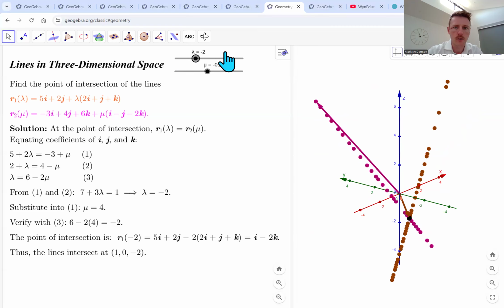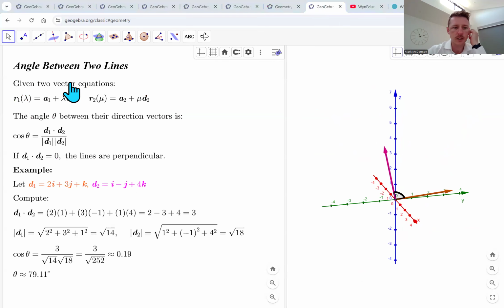All right. Let's have a look at the last thing, I think, which is the angle between two lines. So here's the theory. Given two vector equations, R1 and R2, defined just like we've been defining them, R1 is A1 plus lambda by D1, and R2 is A2 plus mu by D2. The angle theta between the direction vectors is given by this: cosine of theta equals D1 dotted with D2 over the magnitude of D1 multiplied by the magnitude of D2.